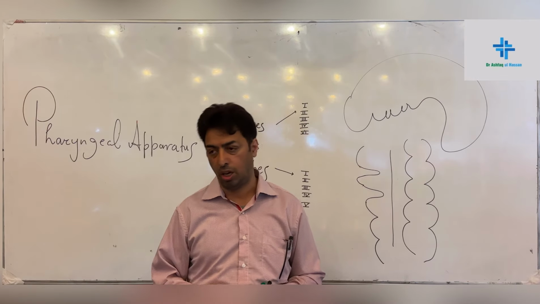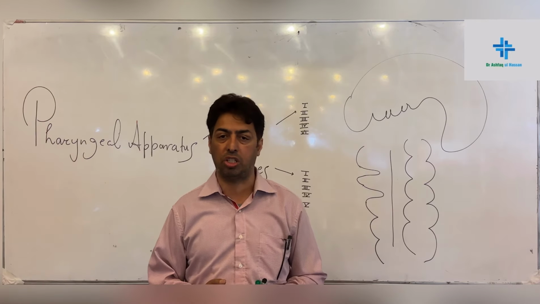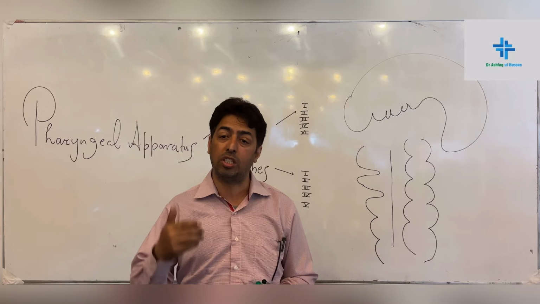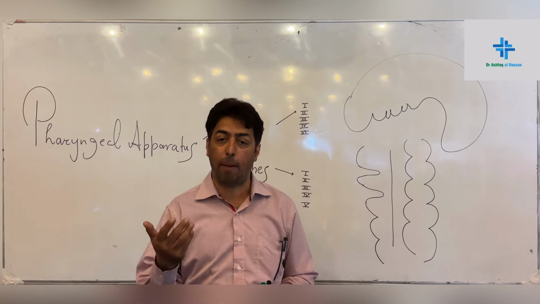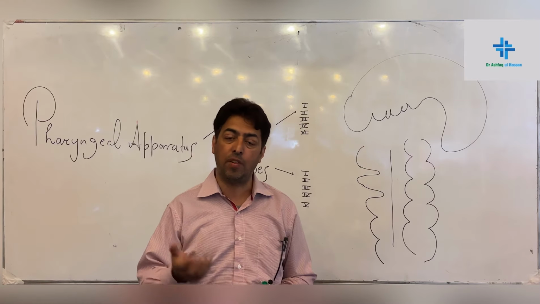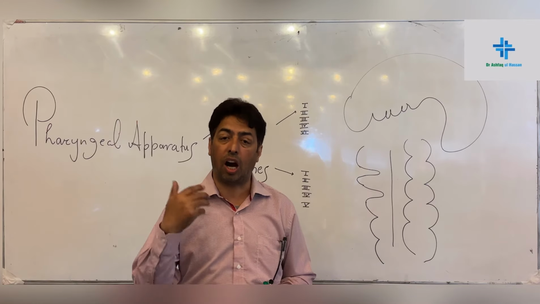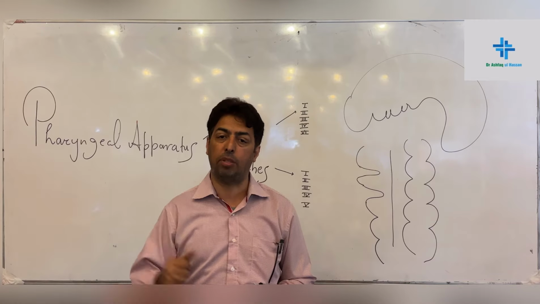Now, going to the second arch, its cartilage is given the name Reichert's cartilage, and from the Reichert's cartilage develops what is left from the first arch. I mentioned to you malleus, incus and stapes. Stapes is the auditory ossicle which is developed from the cartilage of the second arch. So stapes develops from the second arch.